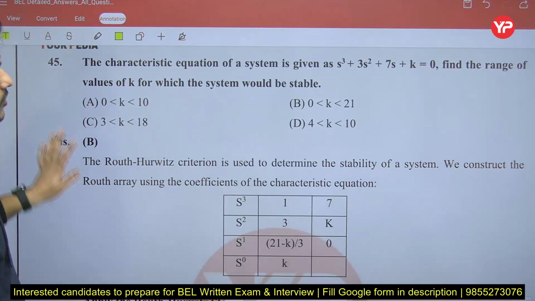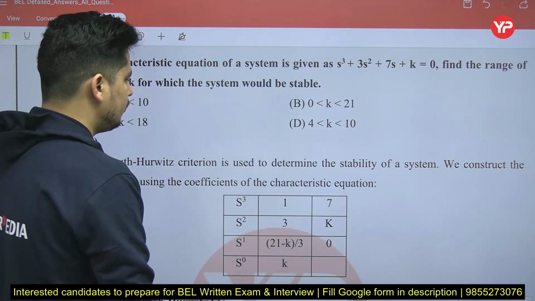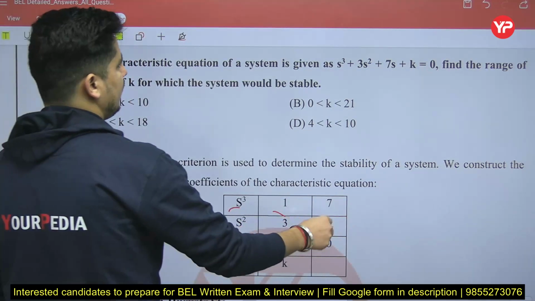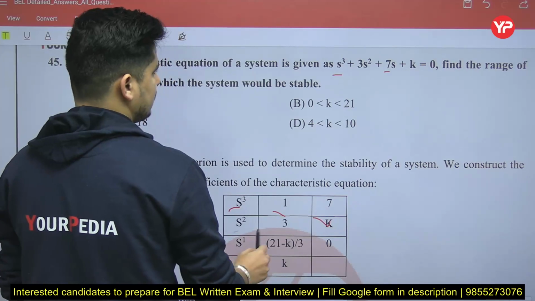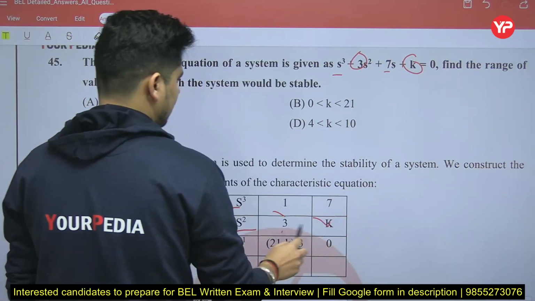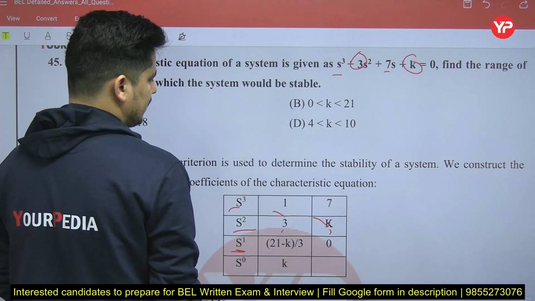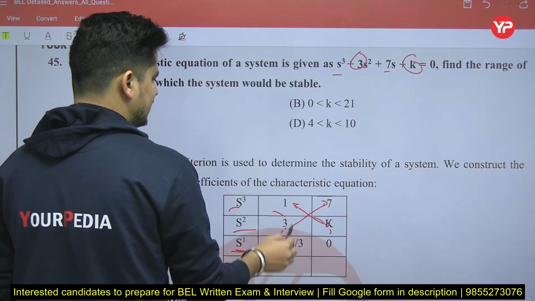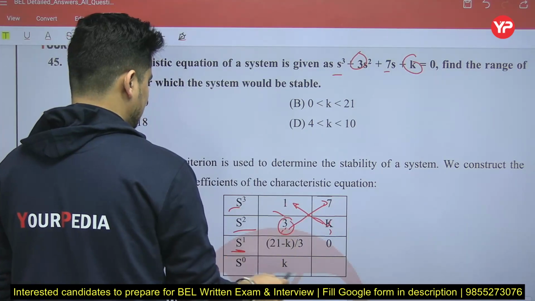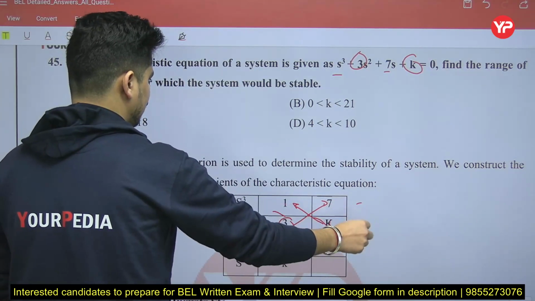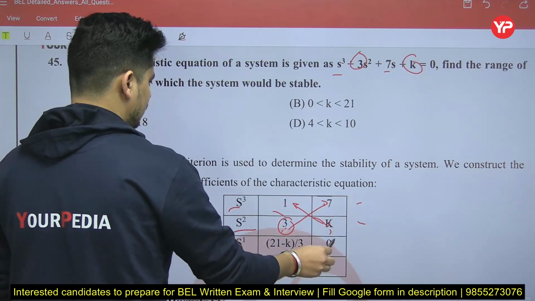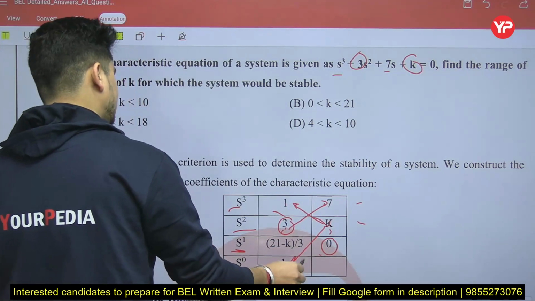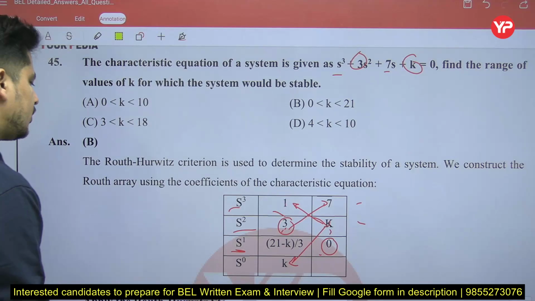The characteristic equation of a system is given to you. Find the range of values of K for which the system would be stable. So this question will be done by Routh-Hurwitz criteria. So we can make a table: S cube will be 1 and 7, then S square will be 3 and K. Then we have to find the coefficient of S1, you have to multiply this one here, and this one here, so (21 minus K) divided by 3, and this is 0 because there is nothing left here. So if you have this 0, you can directly put that value here. This is our Routh table.